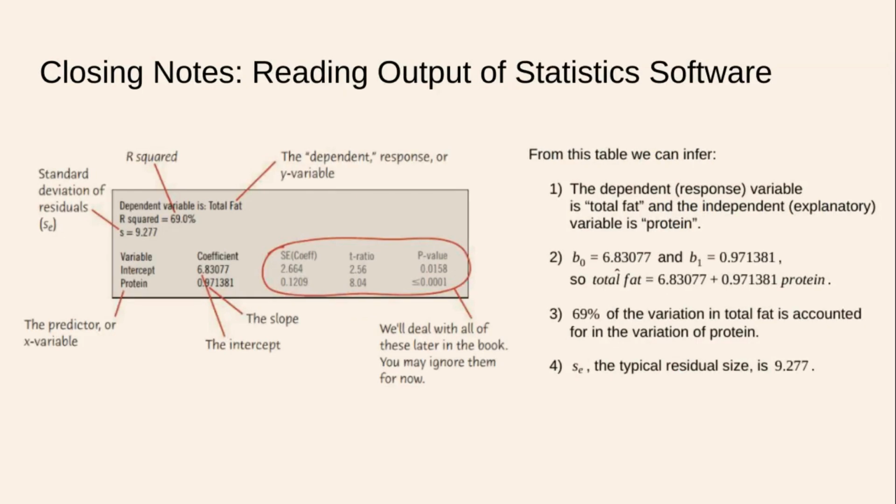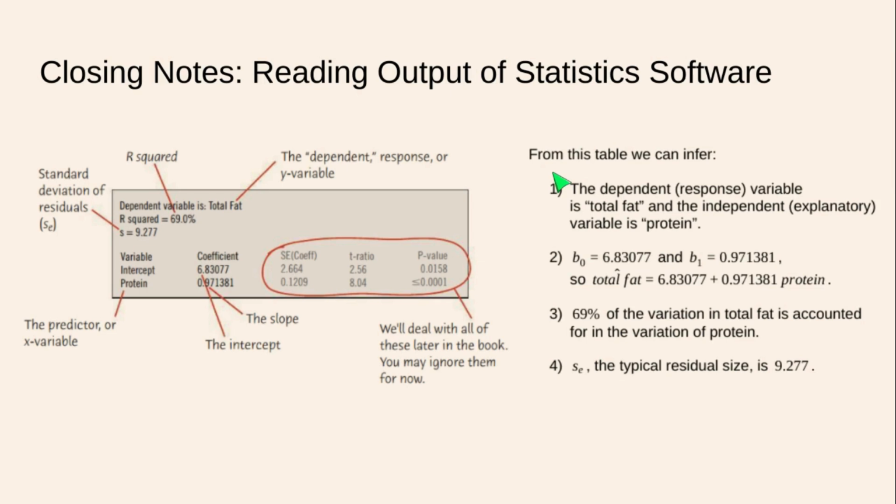Just some closing notes here. Reading output from statistics software periodically over the course of the year, we're going to be shown something that looks like this, or you're going to have to interpret something that looks like this. Your calculator has a particular interface, and computer software has generally an interface that would look something like this. Okay, so you want to be familiar with several ways of displaying outcomes in statistics.